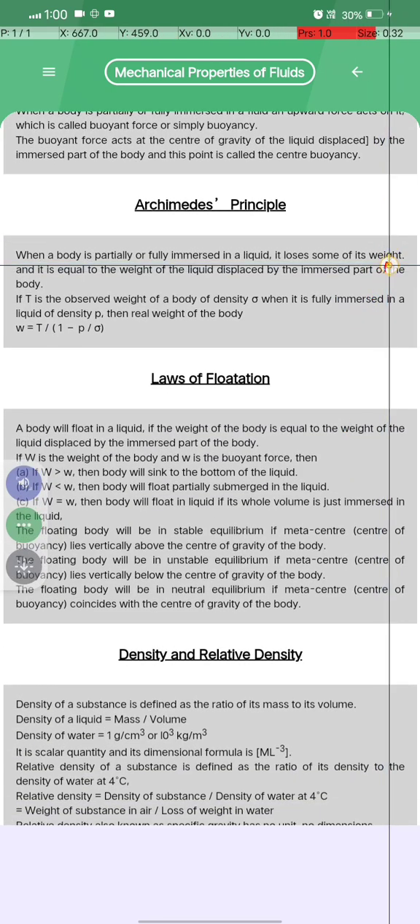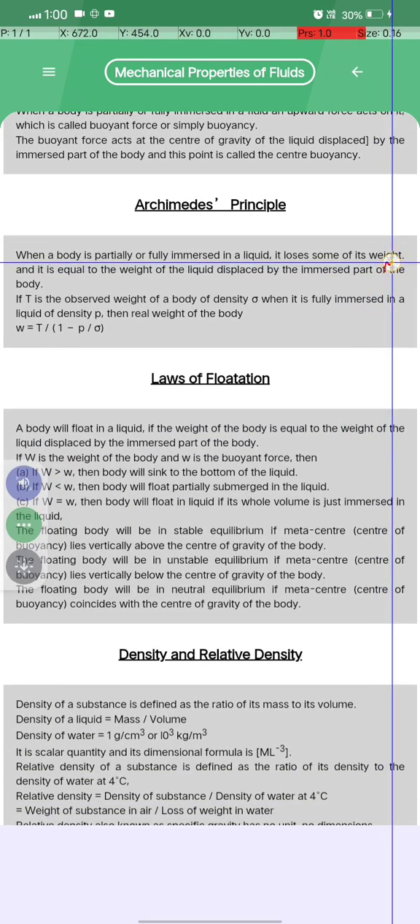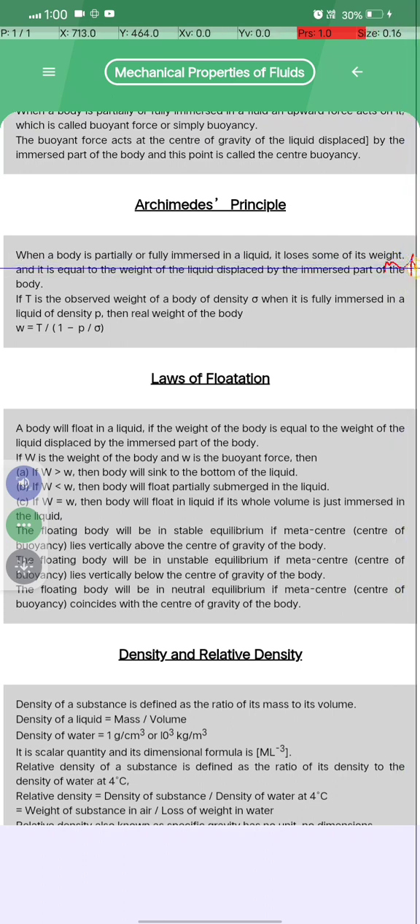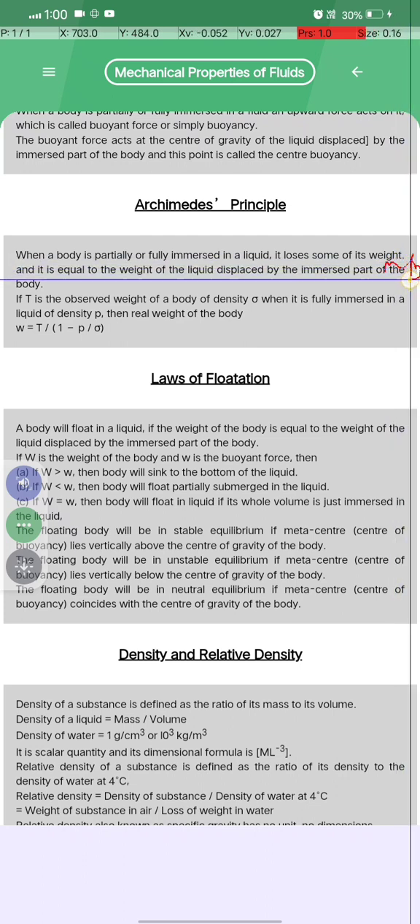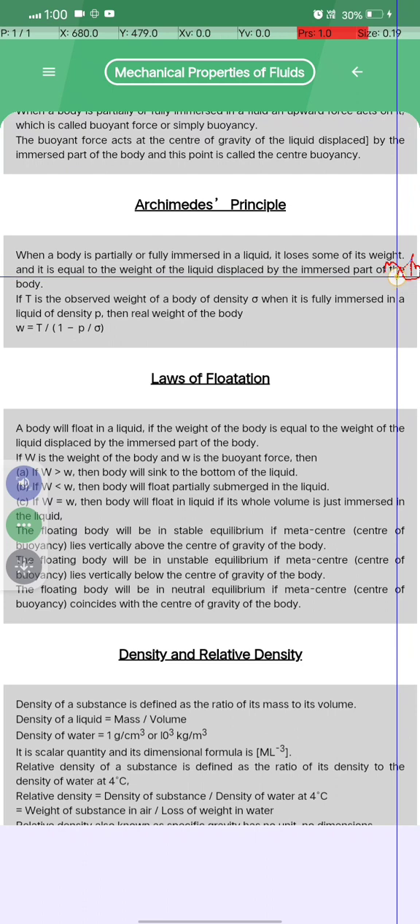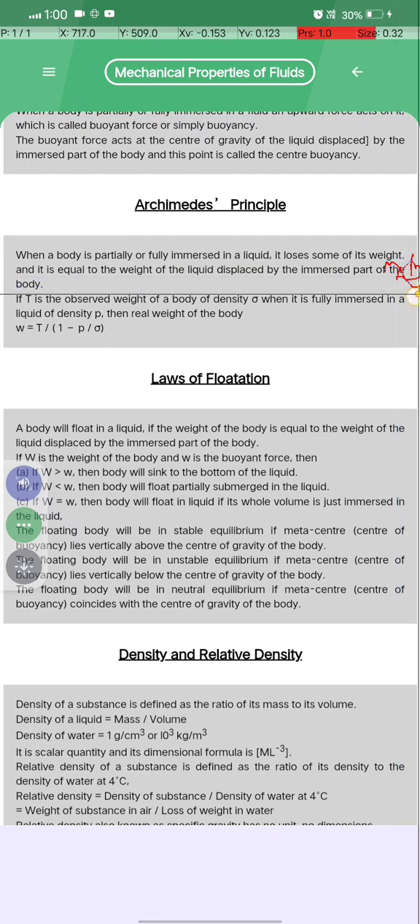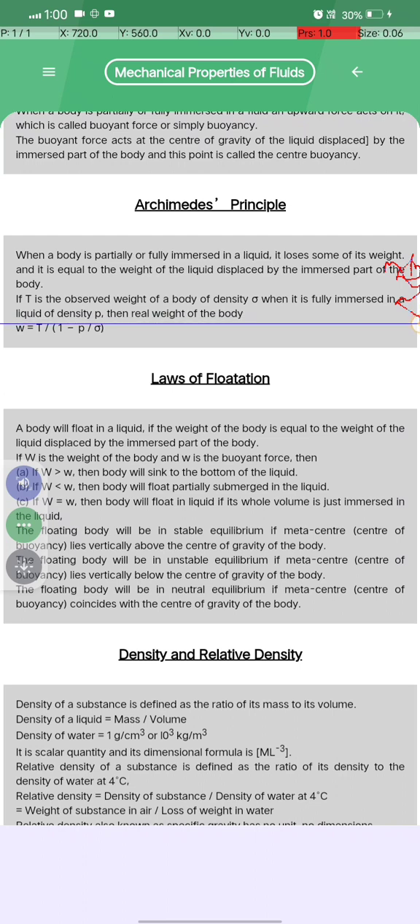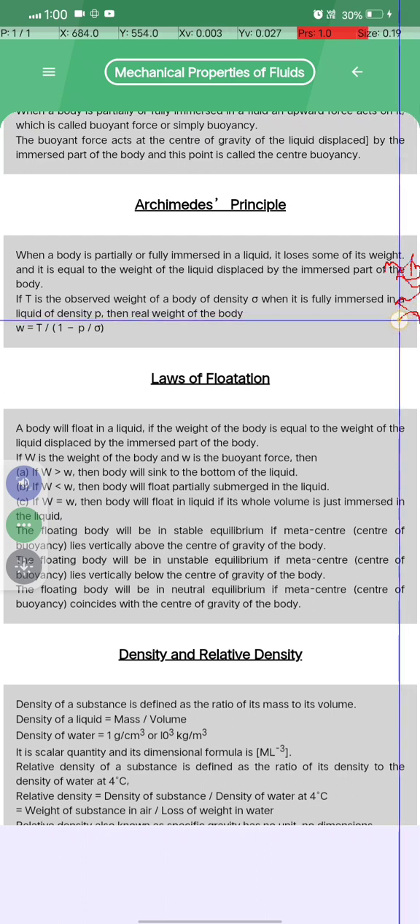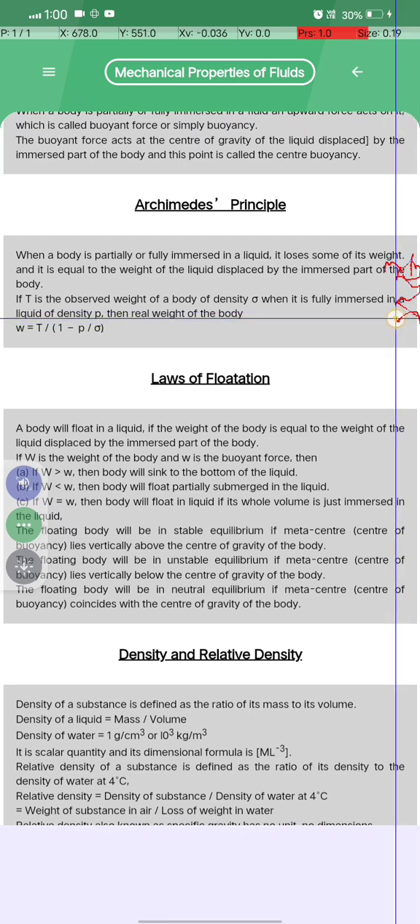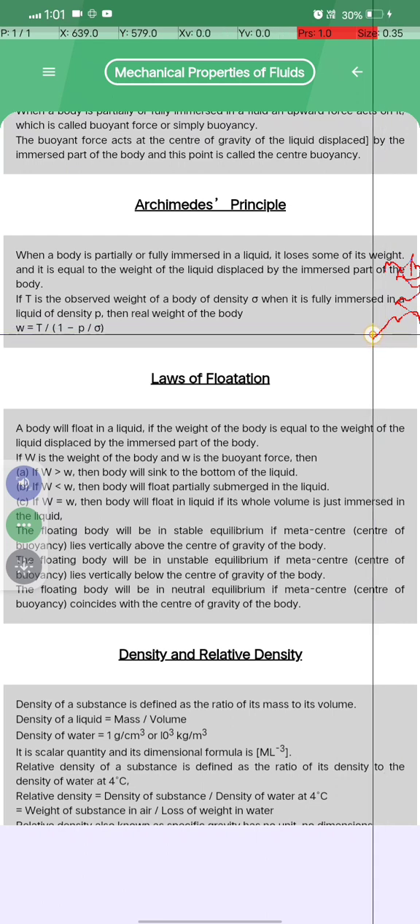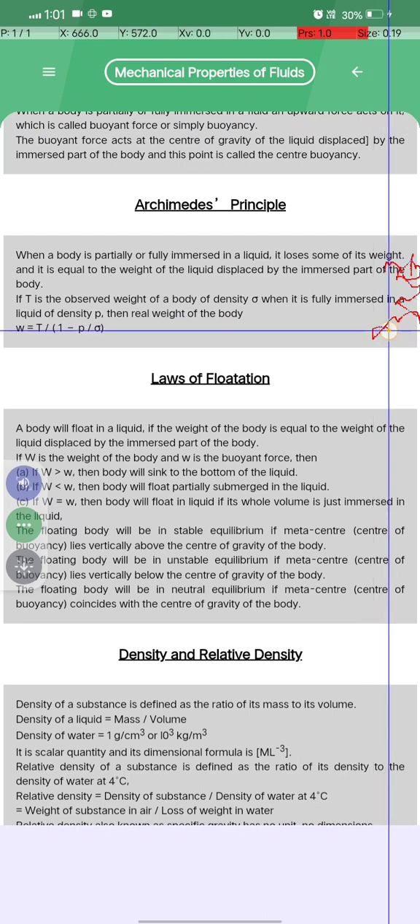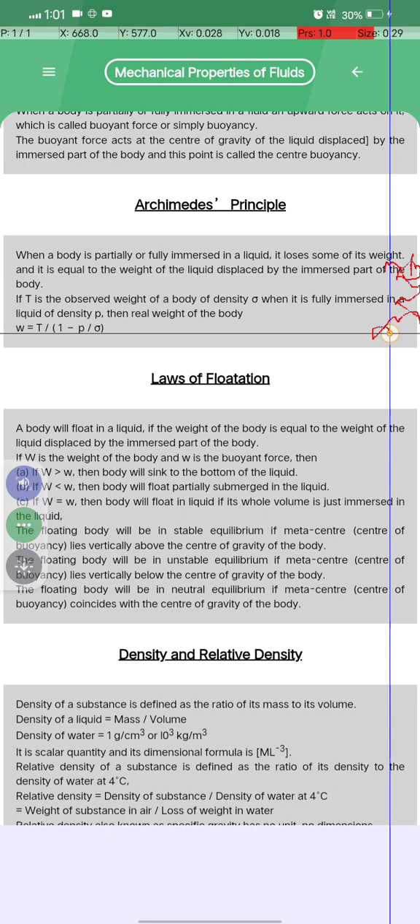When a body is partially or fully immersed in a liquid, it loses weight, and this loss is equal to the weight of liquid displaced by the immersed part of the body. If T is the observed weight of a body of density ρ when it is fully immersed in a liquid of density σ, then the real weight of the body W is equal to T divided by (1 minus ρ/σ).